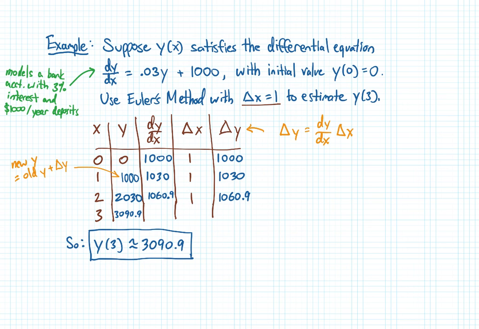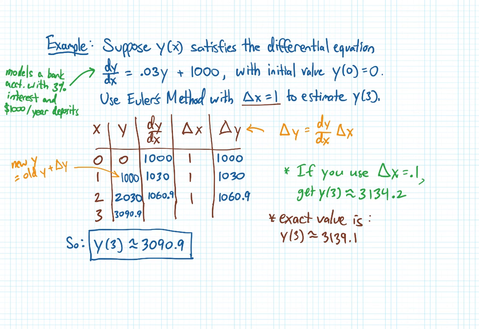If it feels like we were just filling out an Excel spreadsheet by hand, that's because we kind of were. And if you like Excel, it's a pretty good way to do calculations with smaller values of delta x where you have to have a lot more rows. So for example, if you use delta x is equal to 0.1, then your x would increase by 0.1 at each step, and you'd have to do 30 rows worth of calculations. But if you do it using Excel or a computer program, then you would get that y of 3 is approximately 3134.2. So that's a little bit different from the answer that we got using delta x equals 1.